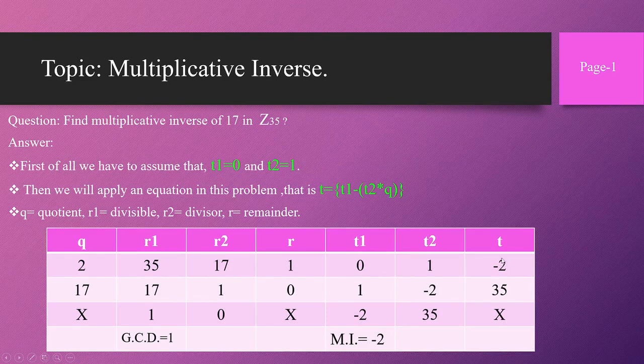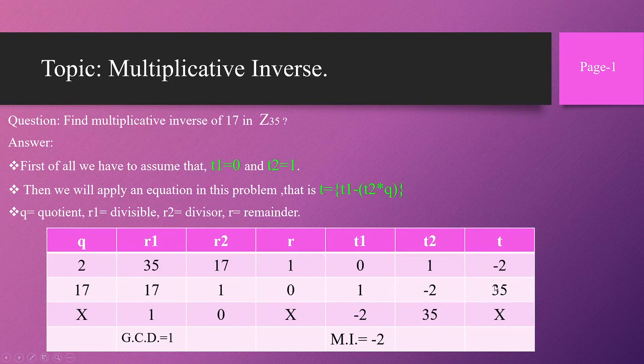Now t is equal to, we know, t1 minus t2 into q. Here t1 is equal to 0, so 0 minus 1 into q is equal to minus 2. In the next row, r2 will be shifted to r1, r will be shifted to r2, and then t2 will be shifted to t1, t will be shifted to t2. Then we will divide 17 by 1, so the quotient will be 17 and the remainder will be 0.